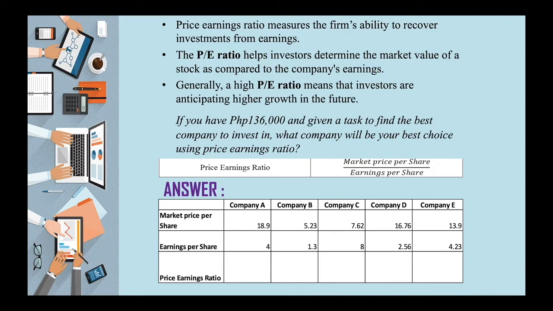So, if you have 136,000 and given a task to find the best company to invest in, what company will be your best choice using price earnings ratio?